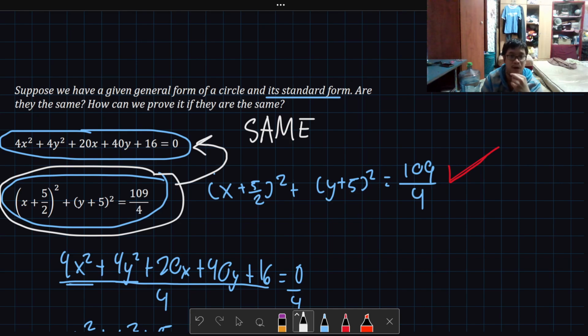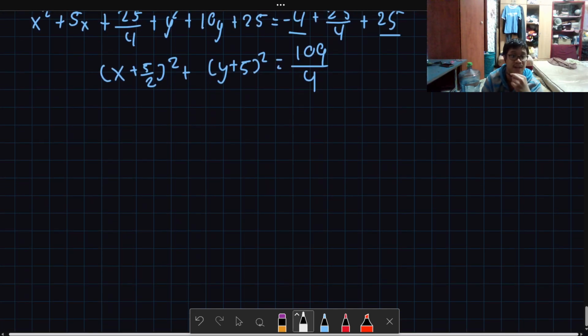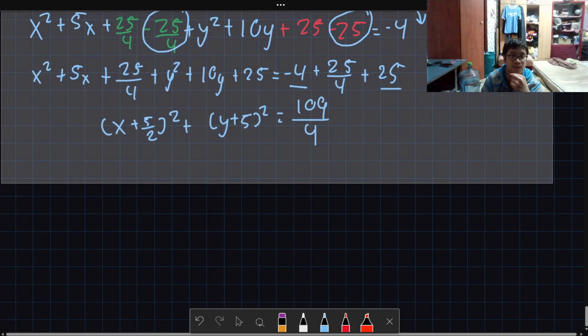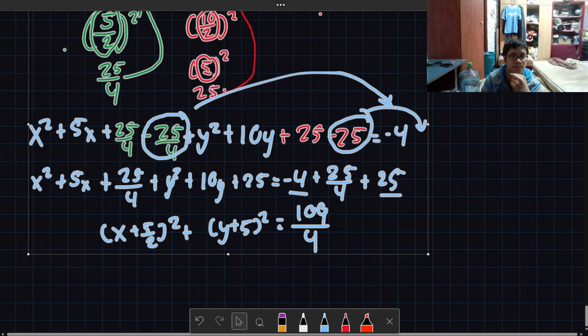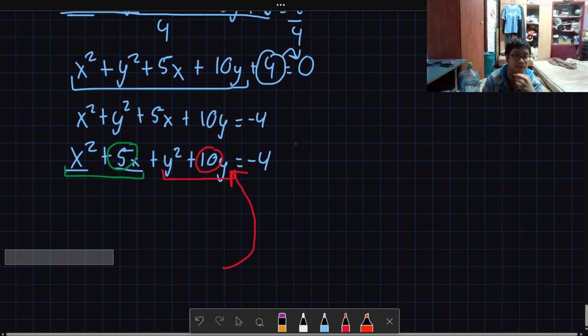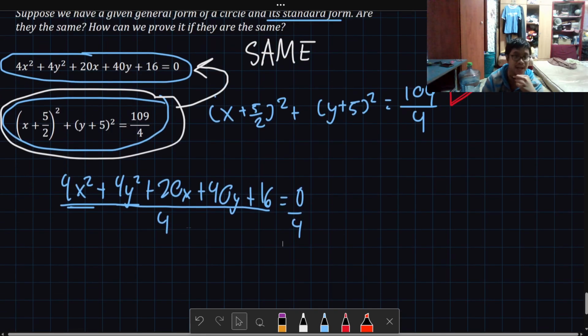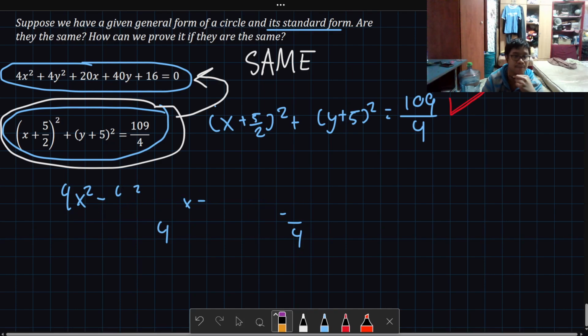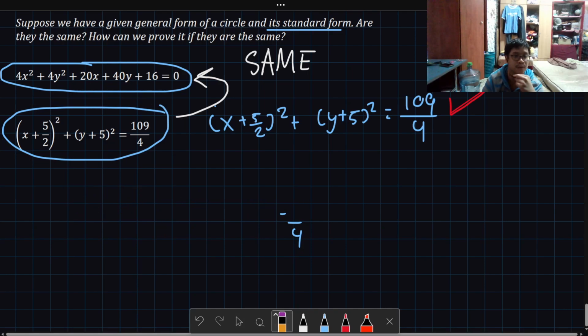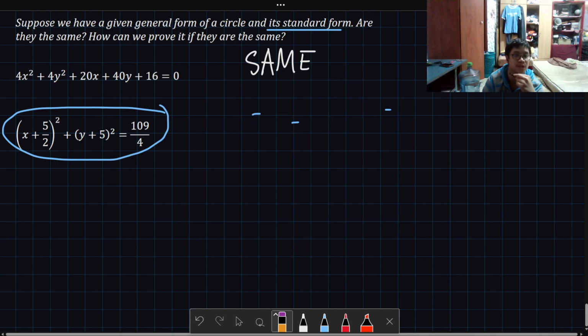Let me just erase the writing here, and let's continue. Don't worry, we're almost there. This is the last problem. So let's do the second way. Let's say we have a given standard form and we convert it into general form, and let's take a look if it's the same as the given general form here.